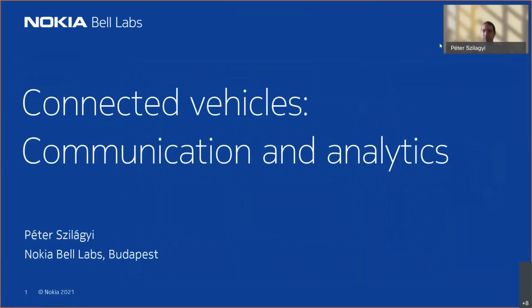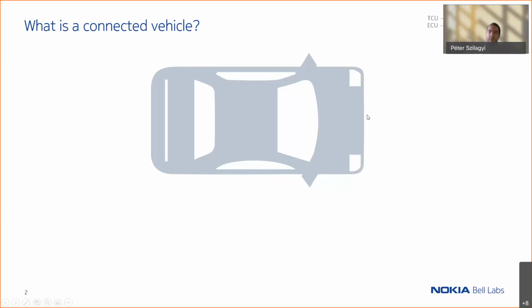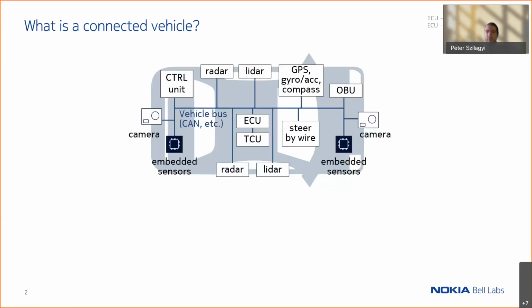Yeah, thank you, Laurent. So I'm going to talk about connected vehicles, communication, analytics. First, let's look at the vehicles, and then let's discuss what a connected vehicle is and what connection can add to the capabilities of an individual vehicle. As we heard from Shandor, vehicles nowadays are becoming loaded with sensors, which make them quite capable of detecting and even reacting to environmental events or even traffic events.